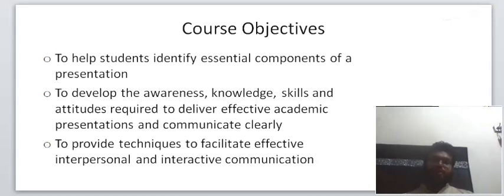The third goal is to provide techniques to facilitate effective interpersonal and interactive communication. So it means it helps you develop this ability to talk to a number of people at the same time and make yourself understood.